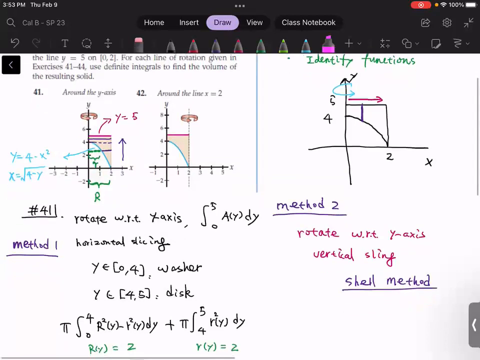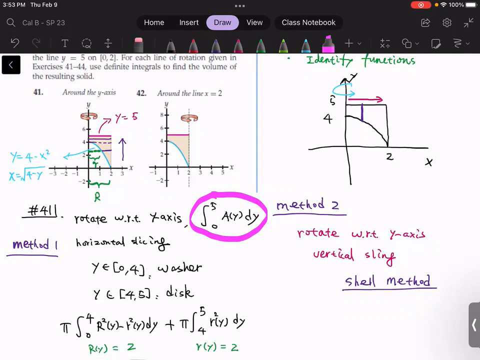Now let's focus on method 1. This is a horizontal slicing. Then the involved formula will look like this. This is an integral with respect to y, because this is the horizontal slicing from bottom to top. That means for the y variable from 0 to 5.